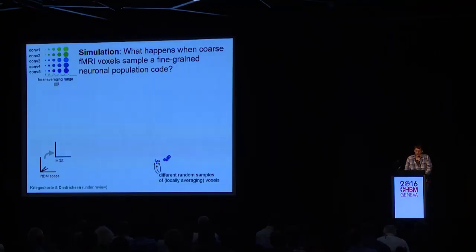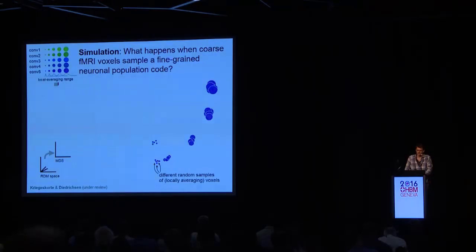When we make the voxels larger and larger, we get very different RDMs. This is also a very important observation, which highlights the fact that we cannot ignore the way that voxels sample neuronal activity, because it does affect our summary statistic, the RDM.